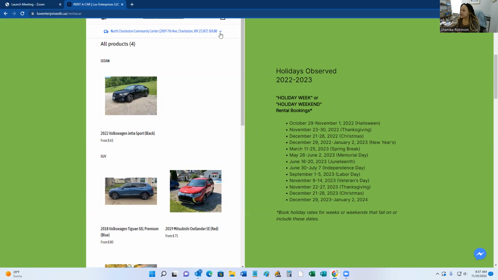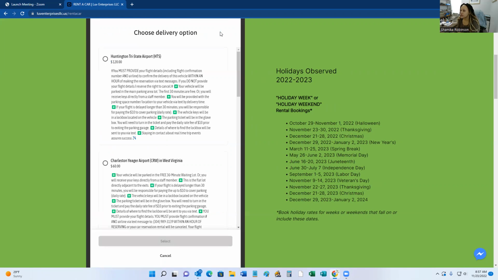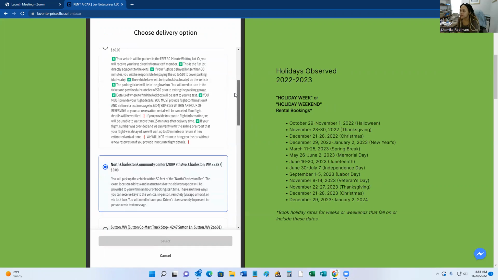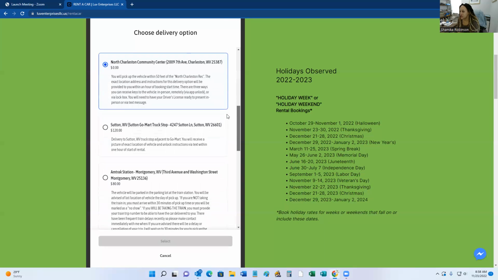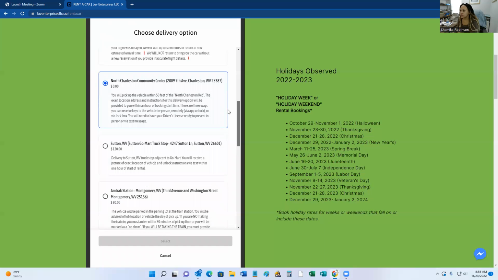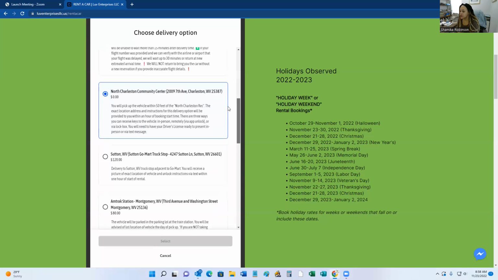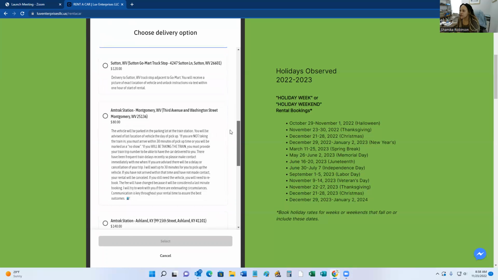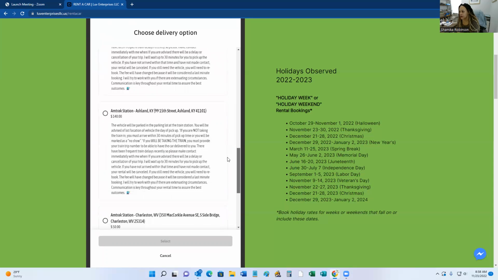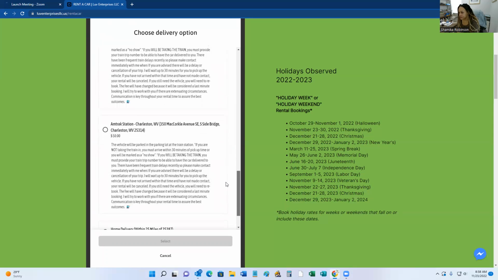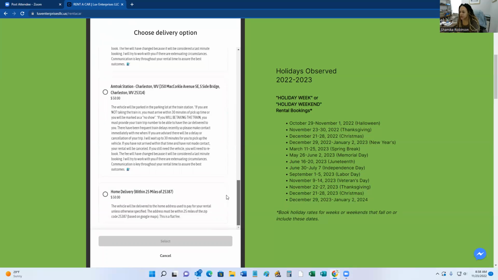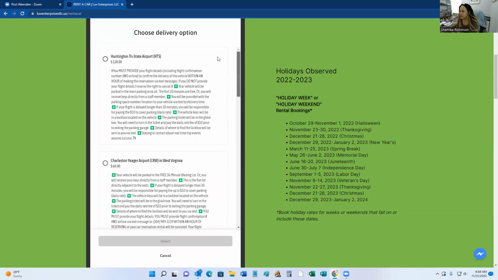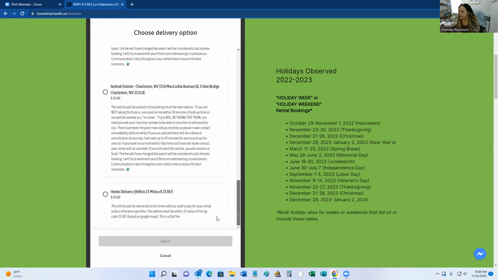The first thing you have to do is select your delivery option. Certain places have certain times. North Charleston Community Center, also known as North Charleston Rec, only has certain times that you can book. Any airport is 24 hours a day, and most major train stations are 24 hours a day. I believe home delivery is 24 hours a day. Or no, it has limited delivery times as well.